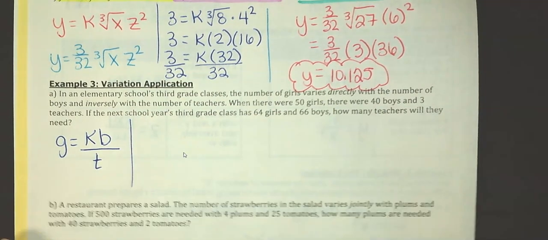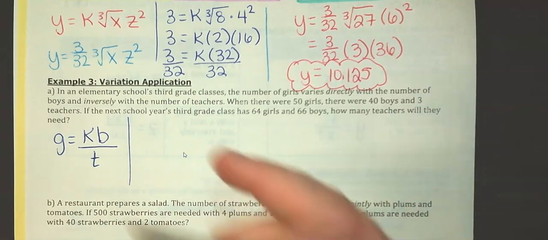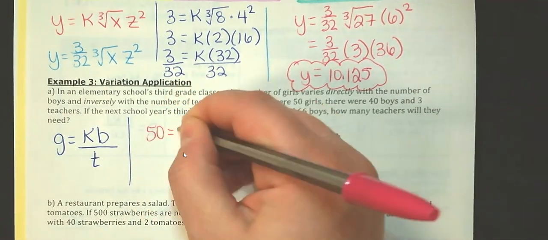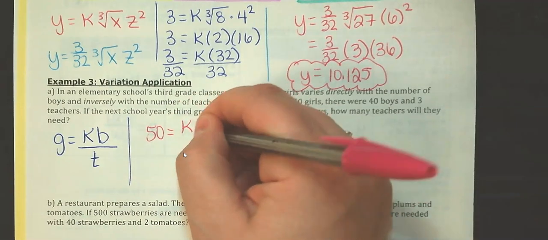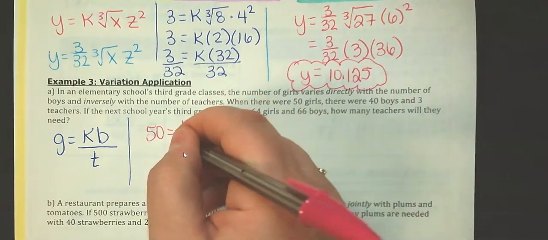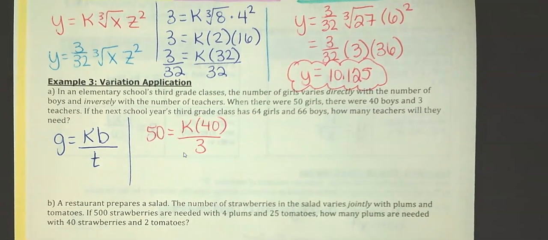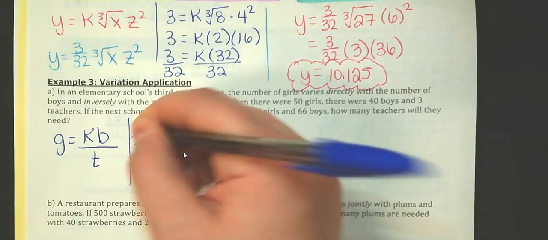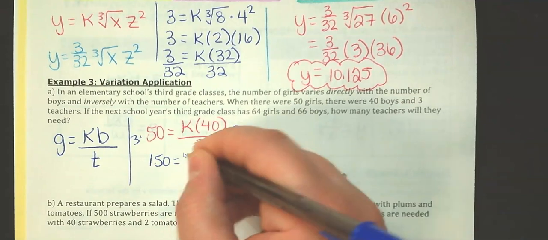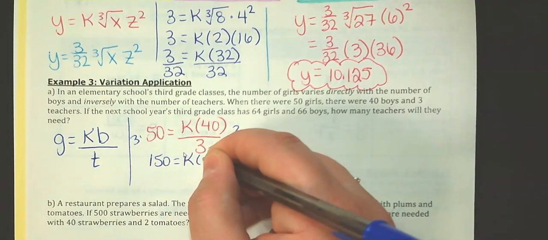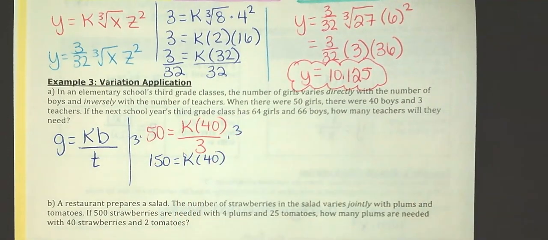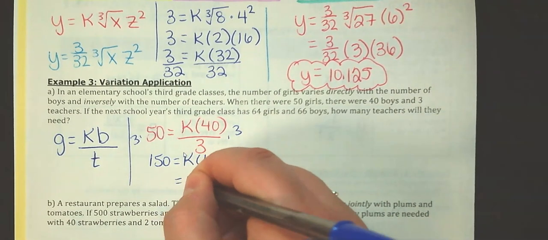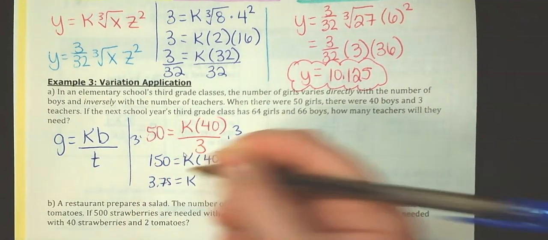Okay, now it says you've got 50 girls, so I'm going to plug in 50 for the G. I don't know the constant of variation here. When you have 40 boys and 3 teachers. Now, if it's me, I would just multiply both sides here by 3, get that out of the denominator real quick. This is not the greatest number ever, but I'm going to get 150 equals K times 40. So you're going to take 150, divide by 40, and K is going to be 3.75.